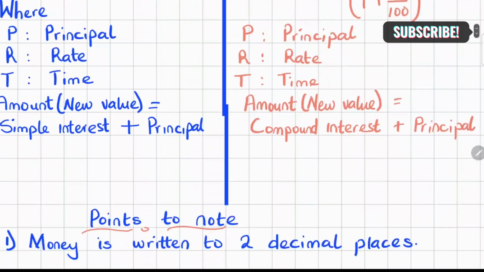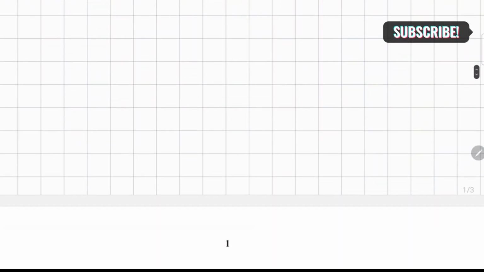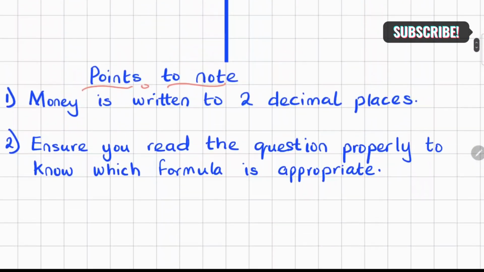Let's dive right in. Now, before we get into the examples, I need you to understand that whenever you're working with money, you need to write your answer to two decimal places. Two decimal places. This is the requirement for working with money.